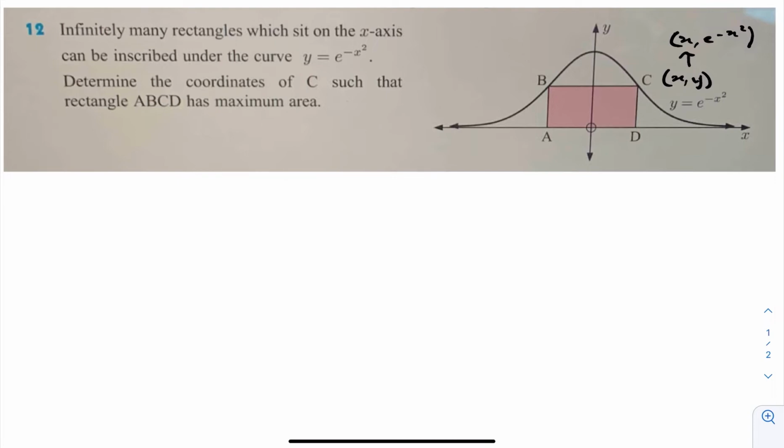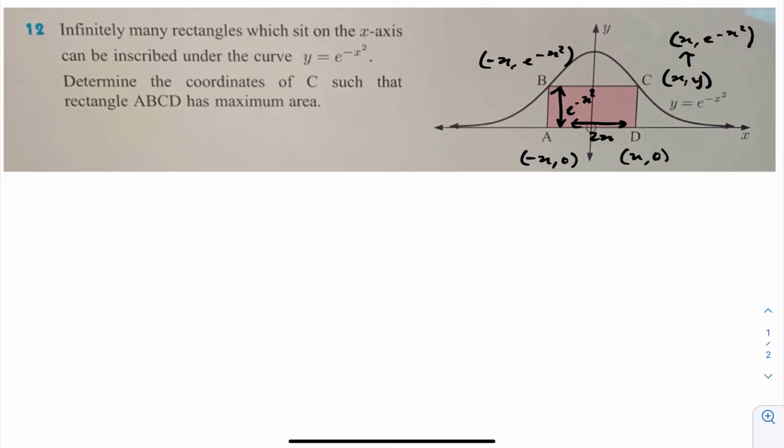Now, what we can do is write out the area of the rectangle. A is basically the mirror of D. Considering that this curve is symmetrical, given you have an x squared in there, any value of x will just be squared, and it'll become the same thing as its negative counterpart. So we can say that D is x0, so A, which is the reflection, is negative x0. Likewise, B is the negative version of C, so it would be negative x, comma, e to the power of negative x squared. What this means is that the height of the rectangle is e to the power of negative x squared, and the width is 2x. It's x minus negative x, which is 2x.